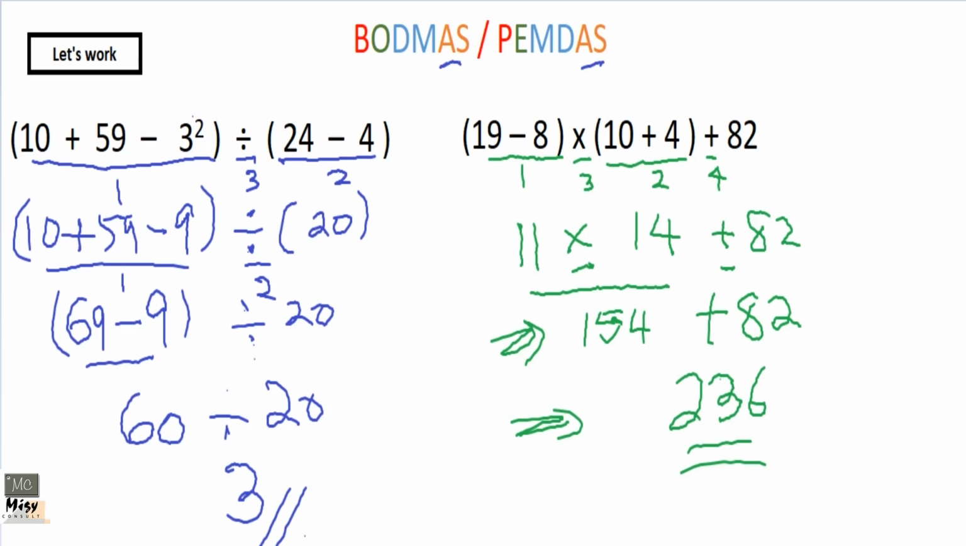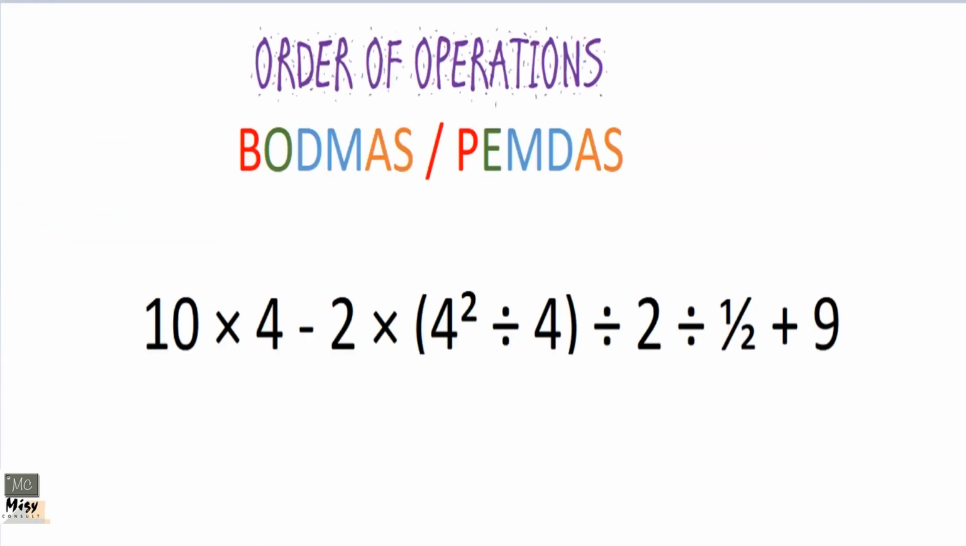Here comes your problem of the day. The problem of the day is 10 times 4 minus 2 times, in parentheses, 4 squared divided by 4, close parentheses, divided by 2 divided by 1 over 2, plus 9. All you need to do is take your steps, label them, and work. So I'm giving you 2 minutes to try your hands on this, and I'll show you the answer pretty soon. Okay?